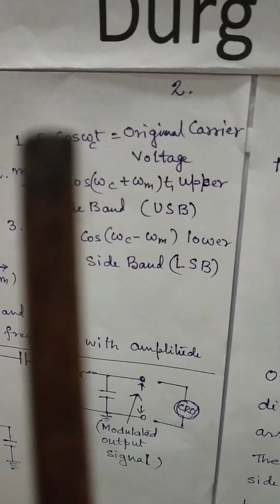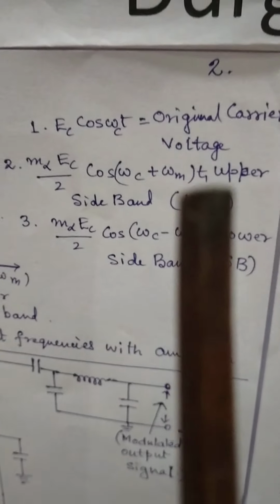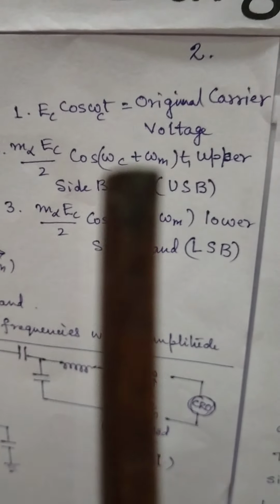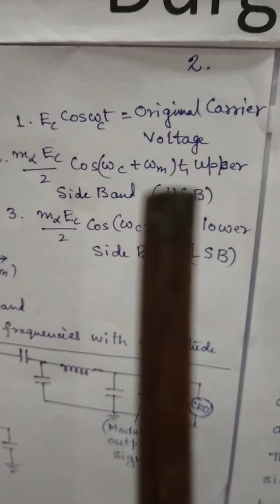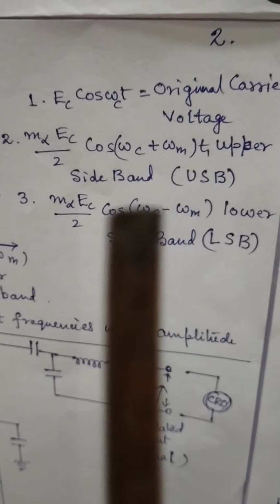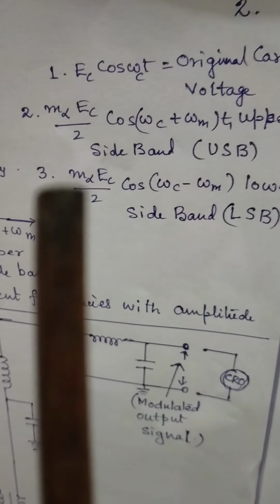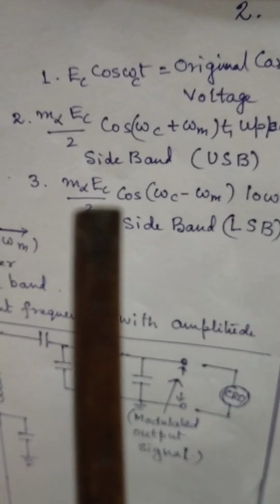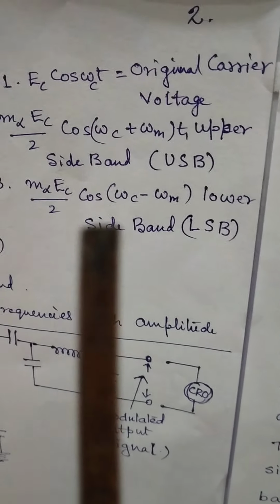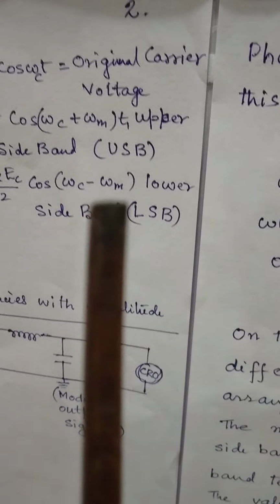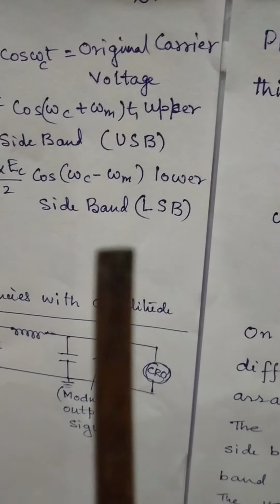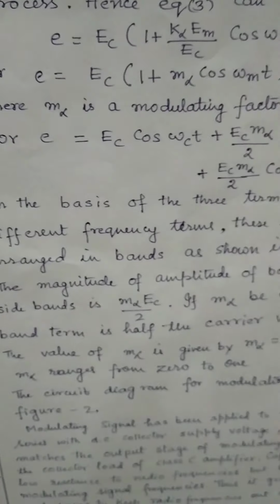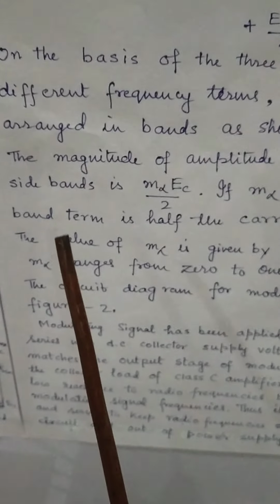Now here E_c cos ω_c t is the original carrier voltage. (m_α E_c / 2) cos(ω_c + ω_m)t is the upper side band, and the lower one is (m_α E_c / 2) cos(ω_c − ω_m)t, which is denoted as the lower side band. This is figure 1.